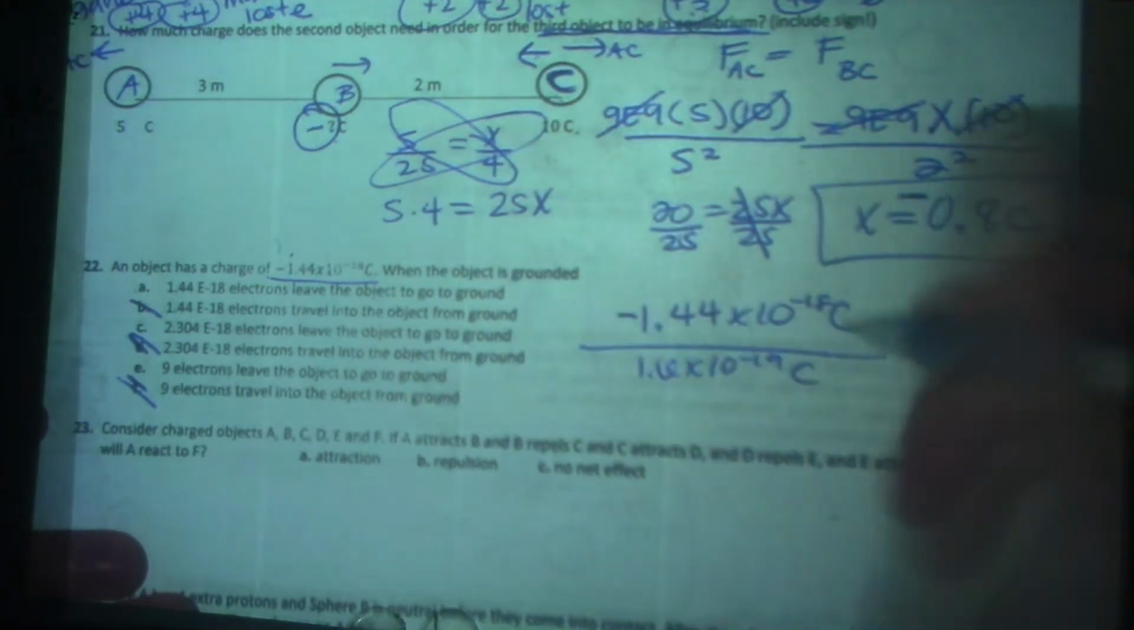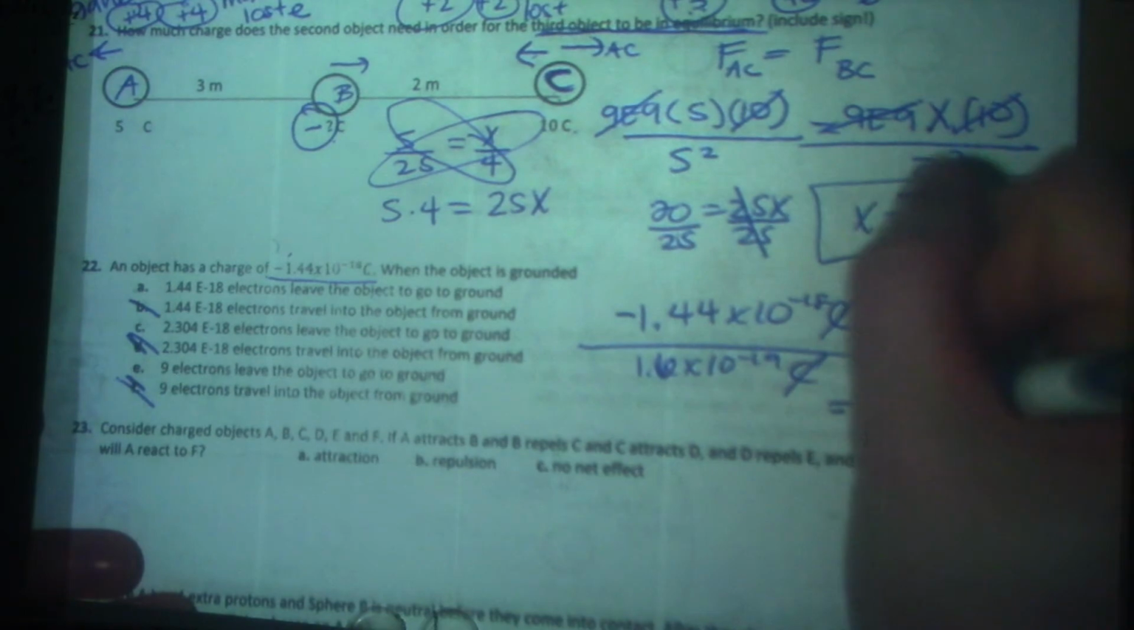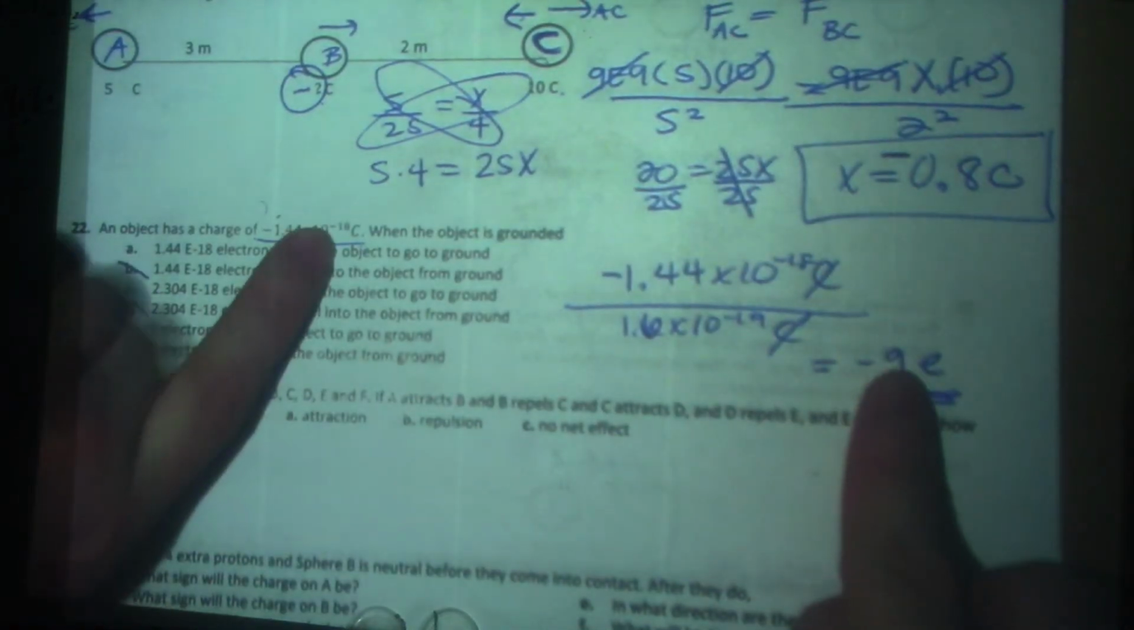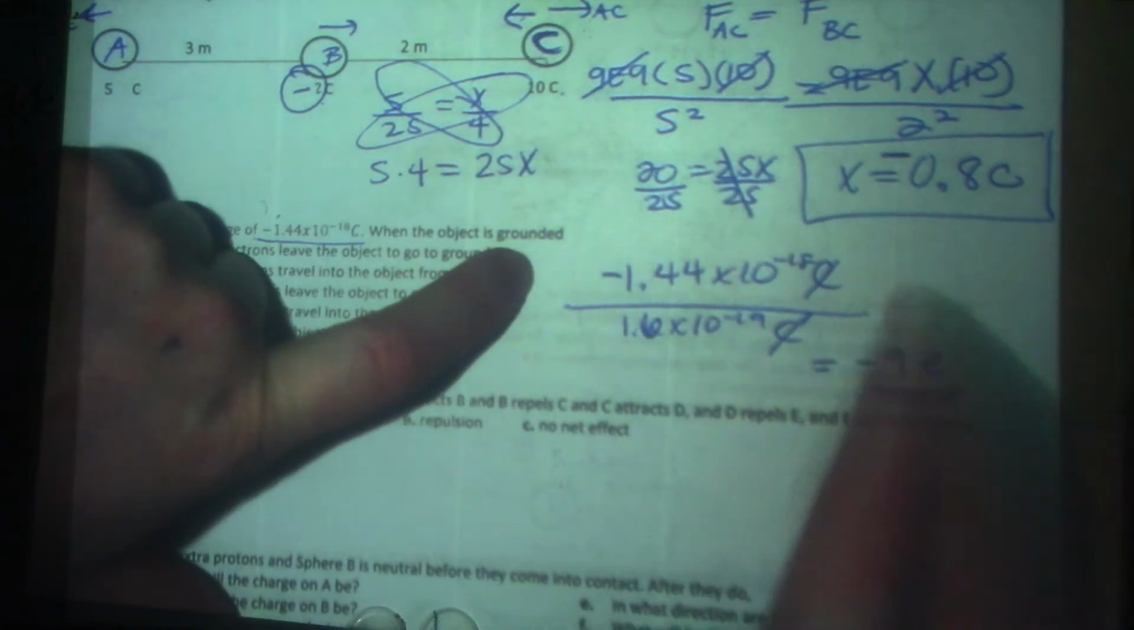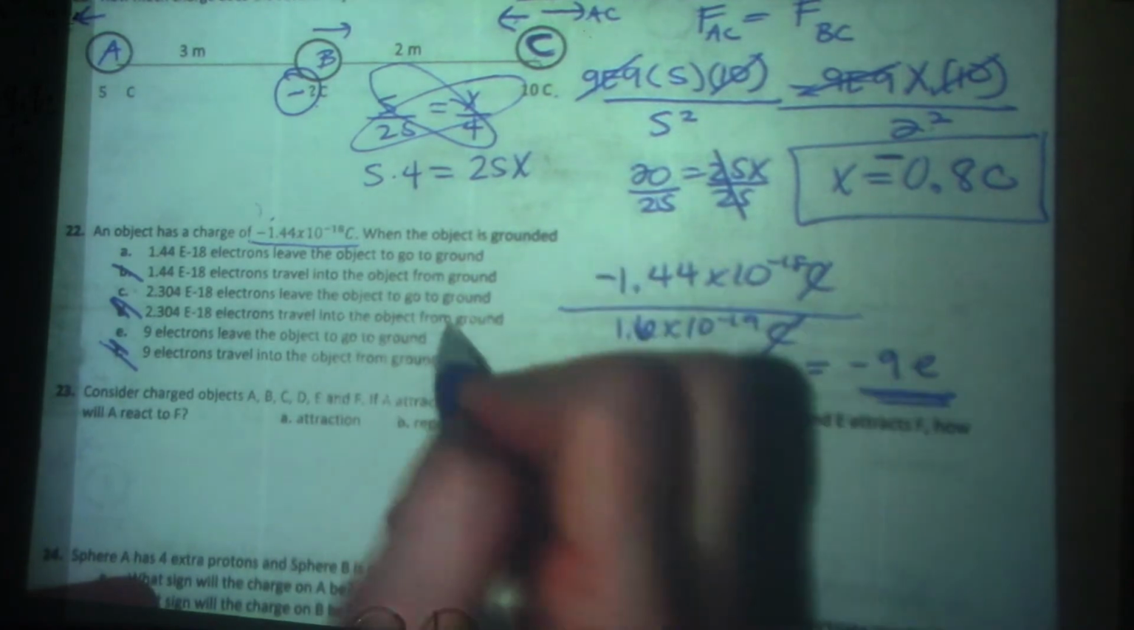And you'll see that we get to cross off the coulombs. That's going to leave me with elementary charge. When you divide, you get negative 9e. So that means that right now it has a charge of negative 9e. So to be grounded, it needs to take away those 9 electrons. So 9 electrons leave the object to go to ground. And then now it would be neutral again, E.